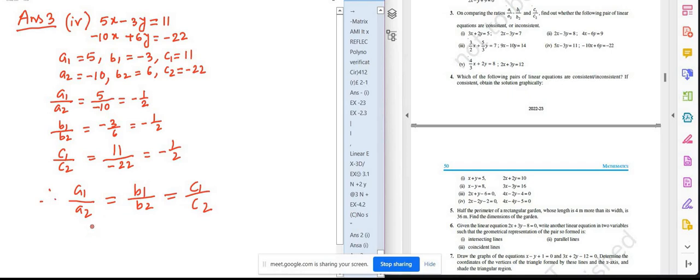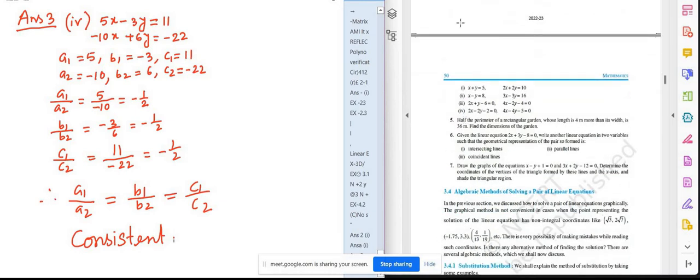If these three ratios are equal, then what condition is satisfying? It is satisfying infinitely many solutions. That means it will be consistent or inconsistent? Consistent. Right. So it will be consistent. Now in question number 4, we have to draw the graph.